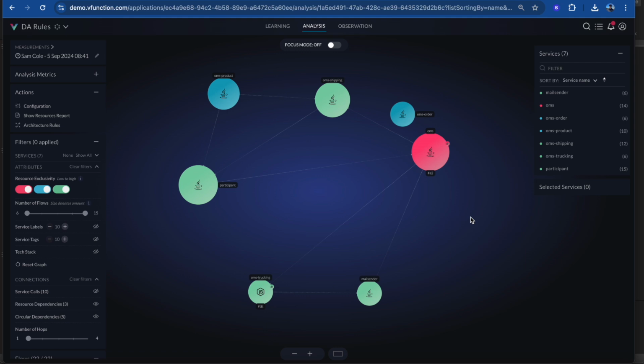Okay, so let me just show you, and we can take it from there. So what you see here in front of you is a distributed system where each bubble represents a service. We see that there are a bunch of Java services, and there is one Node.js service.